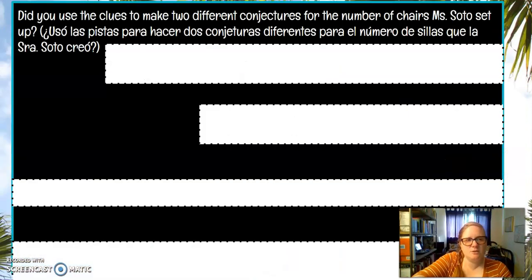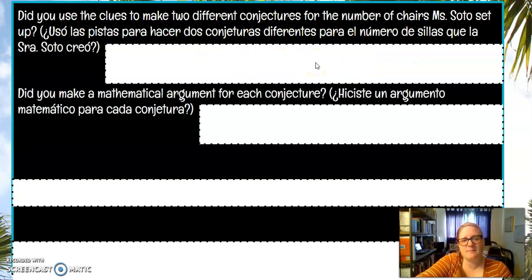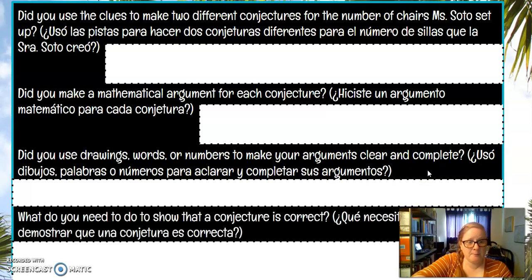So, did you use the clues to make 2 different conjectures for the number of chairs Miss Soto set up? That's a yes or no, but you'll have a lot of space to write it. Did you make a mathematical argument for each conjecture? Did you argue mathematically why your guess is either correct or incorrect? Did you use drawings, words, or numbers to make your argument clear and complete? That's either a yes or a no.